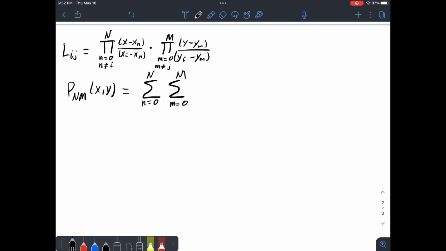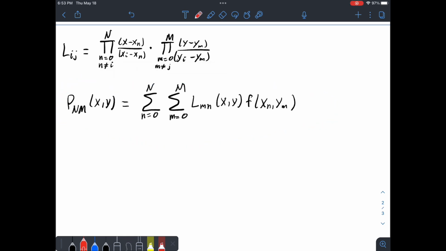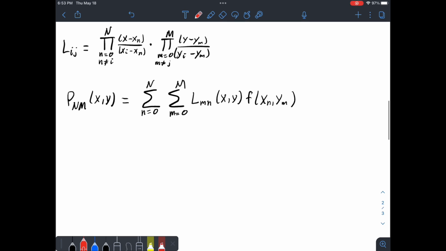And we're going to have L, M, N, and we need to do that, of xy times f xn and ym. And there we go. That is going to be the polynomial that is going to interpolate our 2-dimensional data. And so that's going to be our general form. So now stay tuned for a quick example.